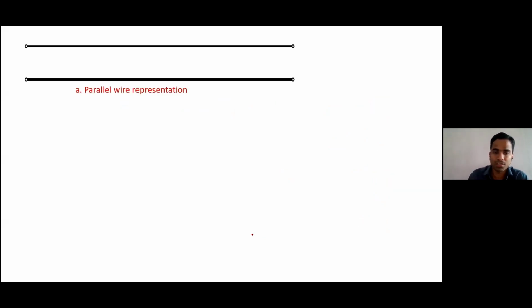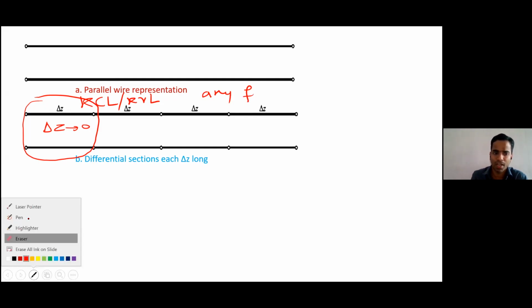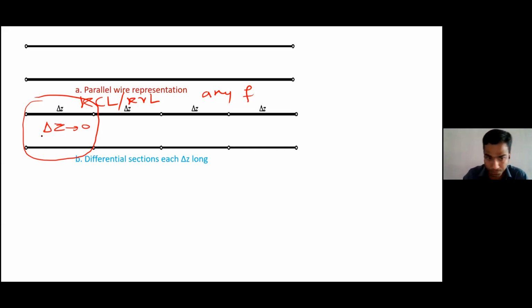So the assumption is clear: we divide the length of the two conductors into small subsections, and we assume the length of each subsection tends to 0. That means we can analyze this subsection using KCL and KVL, and this is valid for any high frequency. Why? Because we have assumed delta z is approaching 0.